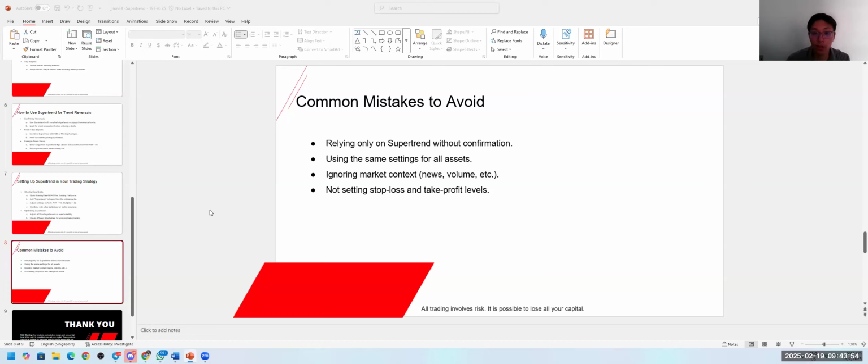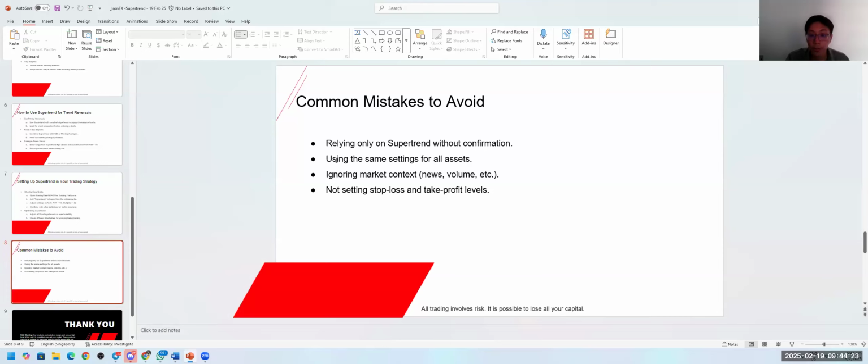Common mistakes to avoid. Relying on Supertrend without confirmation. It's good to use Supertrend with, let's say, your horizontal levels. And then, for example, if you guys use RSI or maybe MACD or even stochastic, like what Lily said just now, it's best to use extra confirmation rather than using Supertrend by itself.